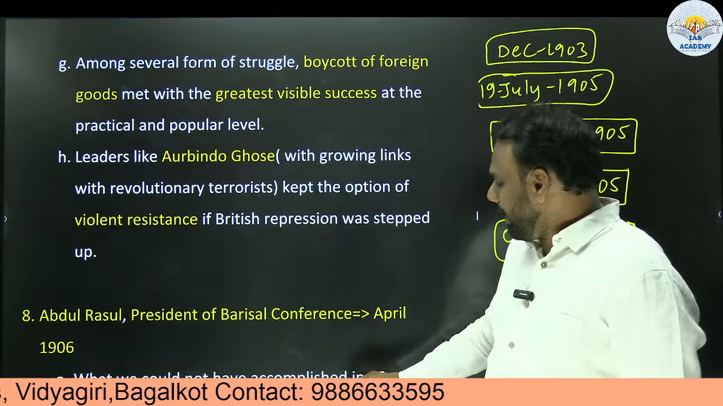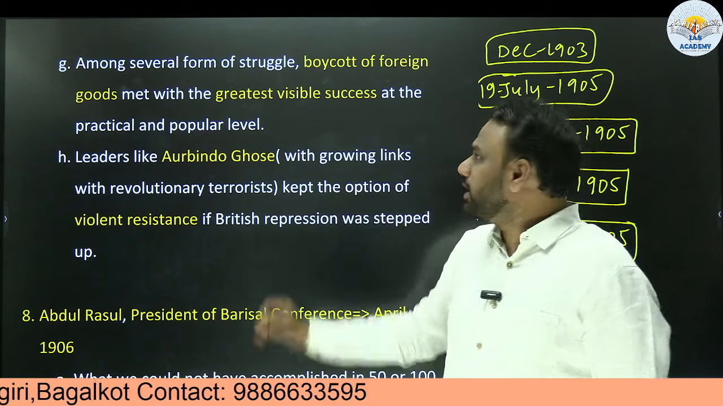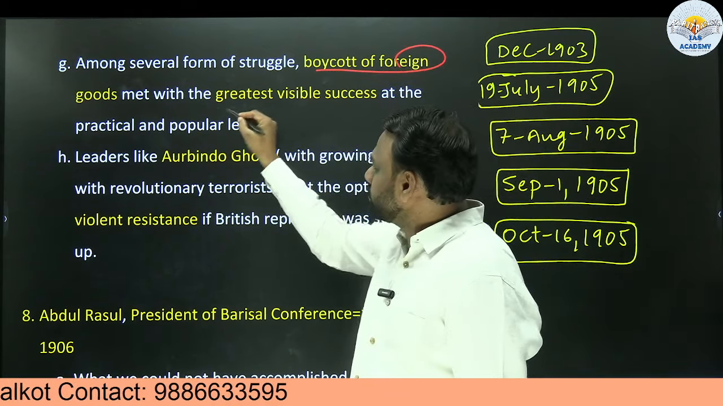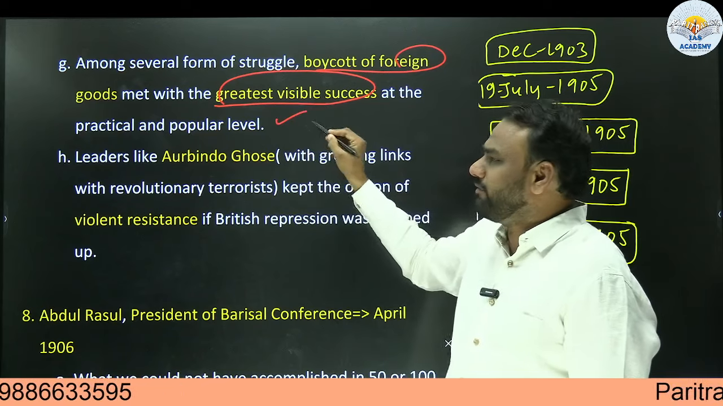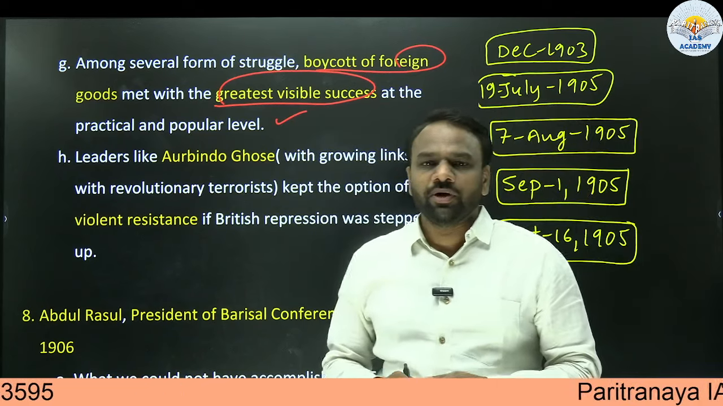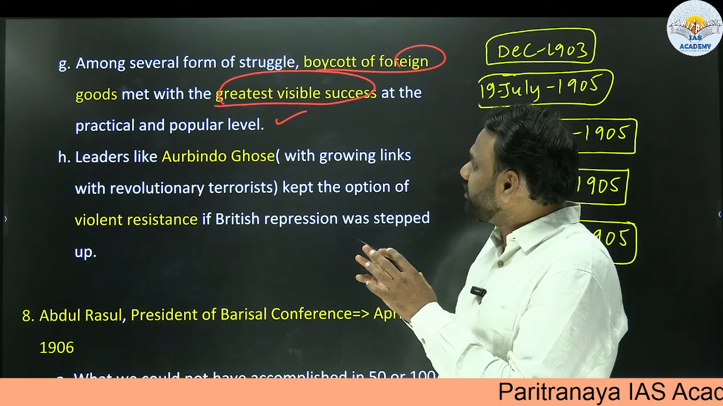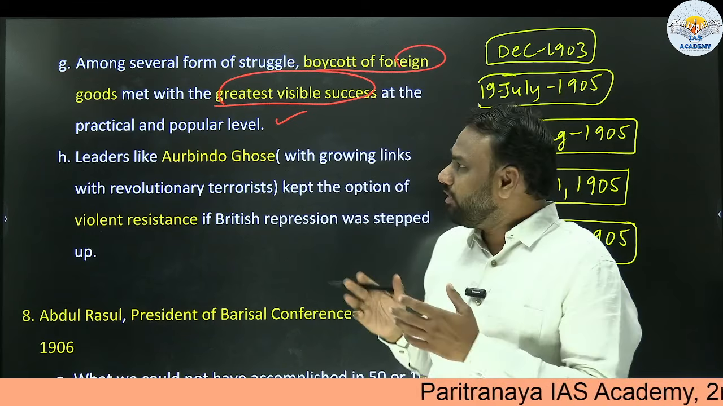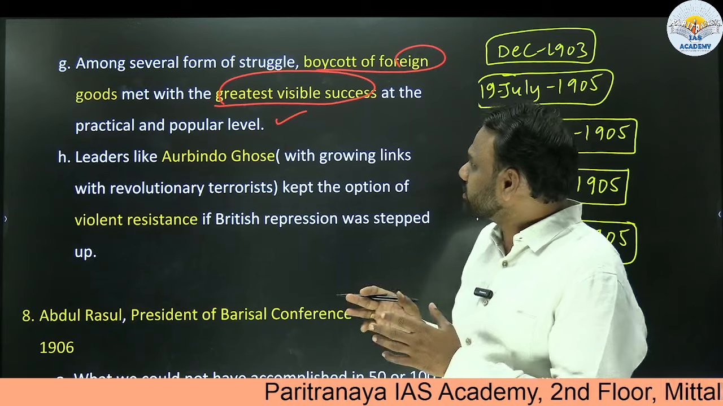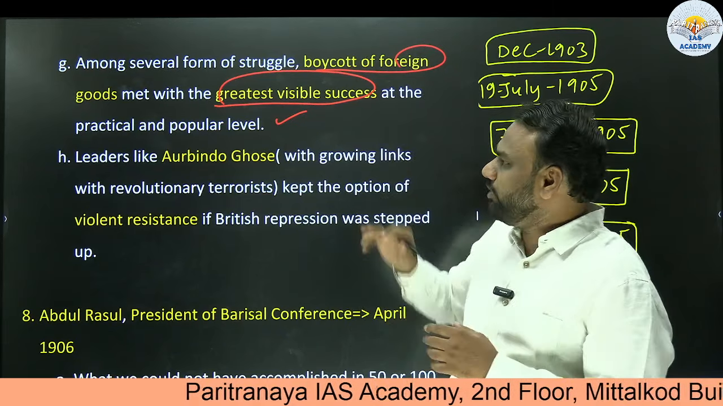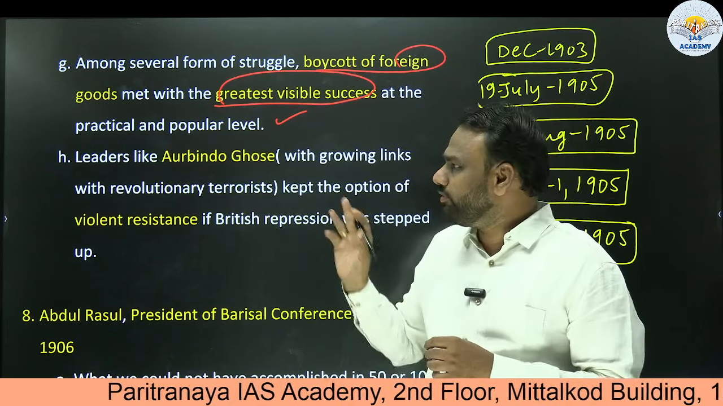Next, among several forms of struggle, boycott of foreign goods met with the greatest visible success at the practical and popular level. A very important point to note. What is that? Now we saw that there are different forms of struggle, for example, boycotting of schools, colleges, etc. But among them, the most popular was boycotting of foreign goods.